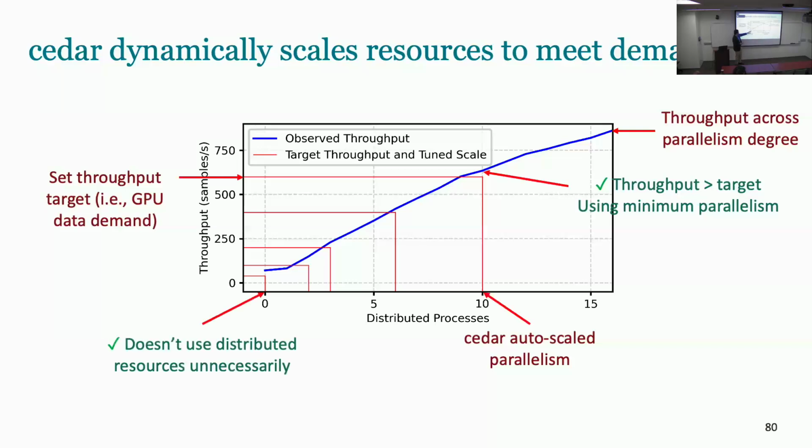And quickly, I want to highlight that, as I mentioned before, when we have very low throughput demands, when there's no need for disaggregation for scale out, then Cedar is able to observe that and not use any distributed resources necessarily.